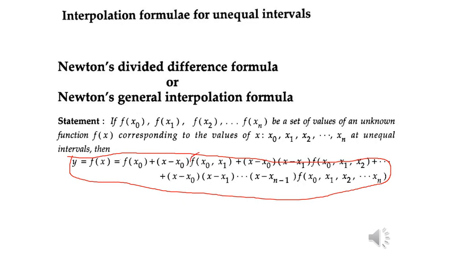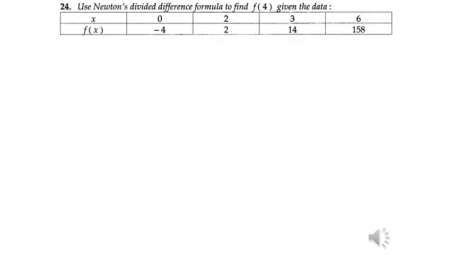Here we need to find f of x0 comma x1, f of x0 comma x1 comma x2, and so on from the divided difference table. Let us take one example and explain the concept. What is the question? Use Newton's divided difference formula to find f of 4.